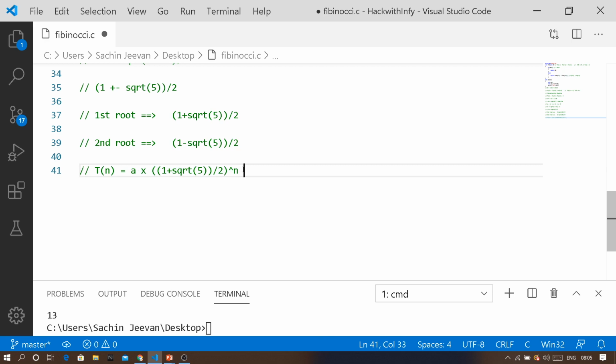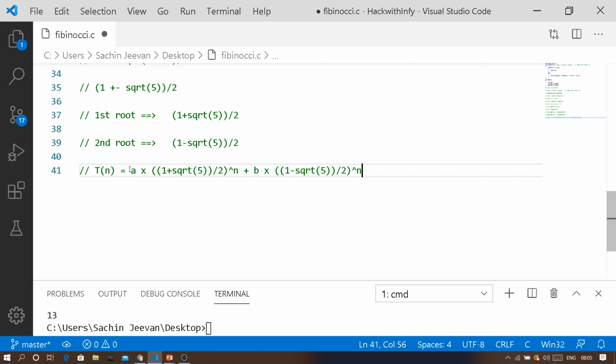Okay, then plus the second unknown variable called b, multiplied by the second root. The second root is (1 minus square root of 5) divided by 2, the whole power n. So the first unknown variable a is multiplied by the first root, whole power n, plus b, the second unknown variable, multiplied by the second root, whole power n. Okay, now what do we have to do?